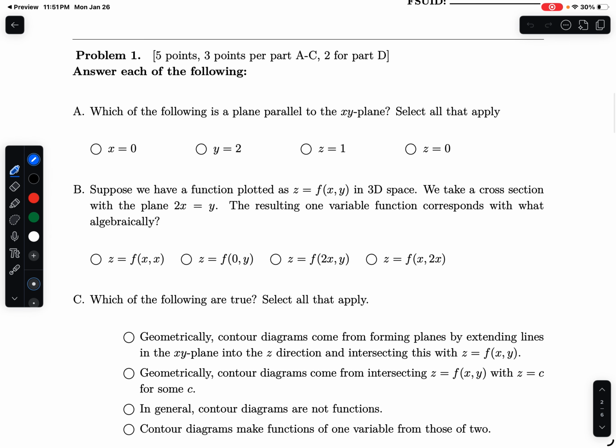The problem is, this is okay, but we know that these contour diagrams are not coming from functions all the time. So this thing is wrong here. So this option is not correct. So only the second and third options are correct in this case.